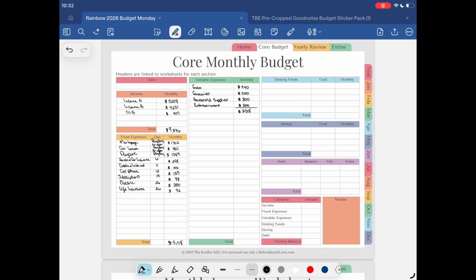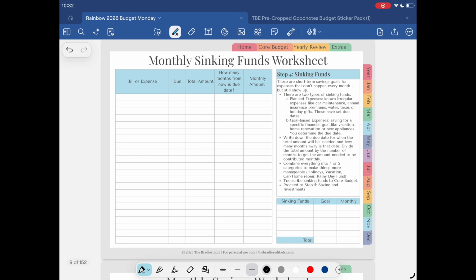So sinking funds are definitely something that's personal to each household. I have found that having sinking funds and having at least some money saved up before large expenses really makes spending a lot more enjoyable. It makes Christmas easier. It makes vacation a lot more enjoyable. So I definitely recommend sinking funds.